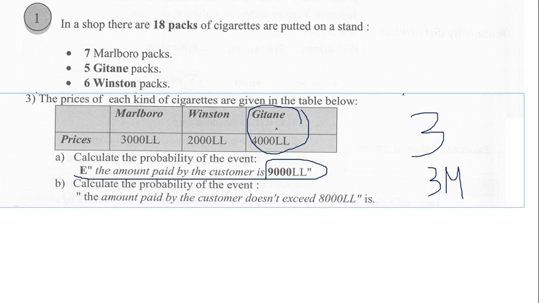Now if we choose 2 G10 and 1 Winston, 2 G10 the price is 8000 and 1 Winston 2000, together will be 10000. It doesn't work. I thought about everything, and it turns out that if he takes one Marlboro and one Winston and one G10, he will pay 3000 and 2000 and 4000, which is also 9000. This works. It turns out nothing else works.